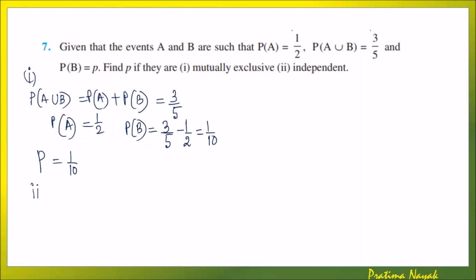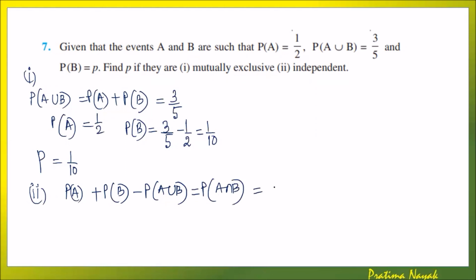Now coming to independent. For independent, you need P(A intersection B). So P(A) plus P(B) minus P(A union B) is equal to your P(A intersection B). So they are independent, so what will P(A intersection B) be? P(A) into P(B). Now put the value. P(A) is equal to half, P(B) is equal to small p, P(A union B) is equal to 3 by 5. This is half multiplies p. So now solve for p.